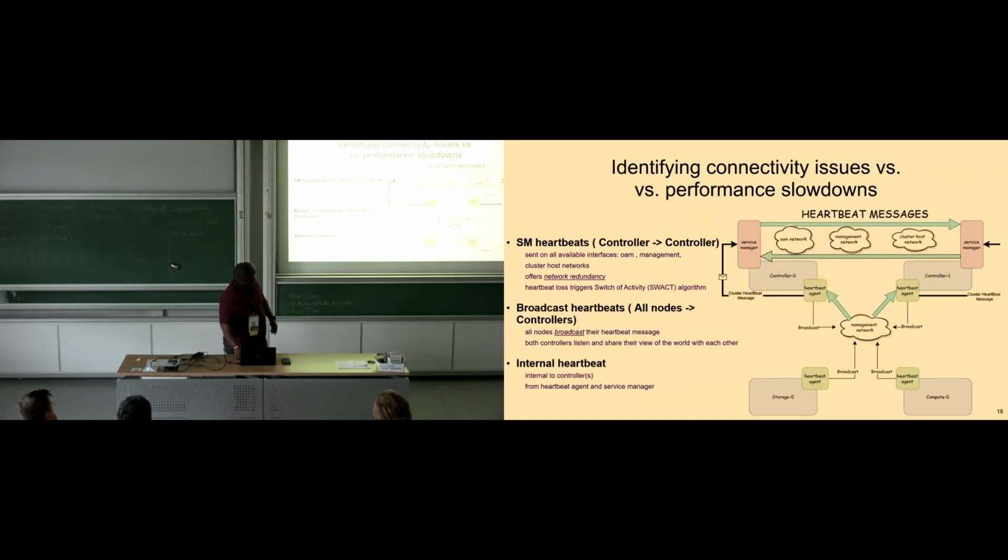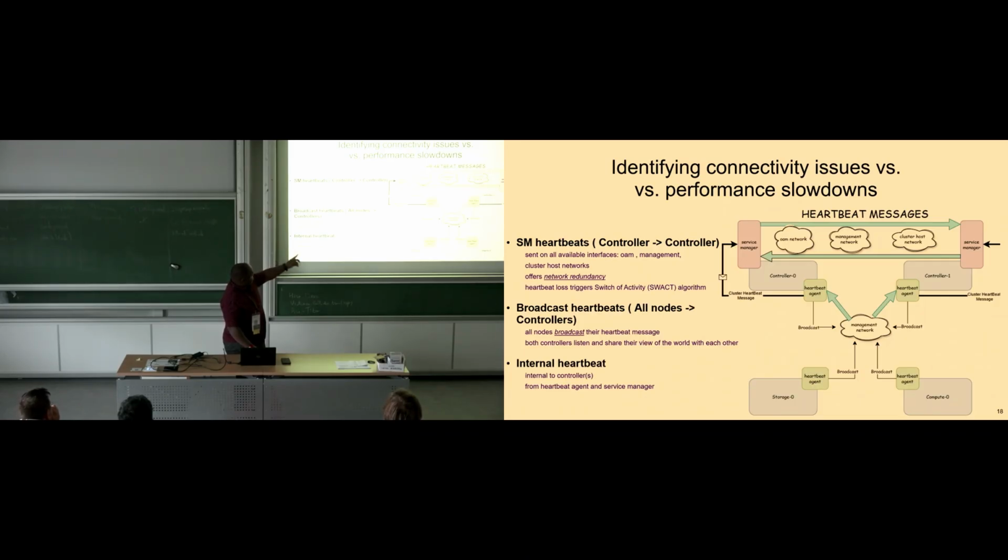Okay. And then finally, I'm just going to touch on one of the things we deal with in HA quite a bit: sometimes you might think you have network lag, but you actually have a performance issue. To detect that, you have an internal heartbeat, which is this one. The internal heartbeat is maintained between the heartbeat agent and the service manager. And if that goes down, then you know you have a performance issue.